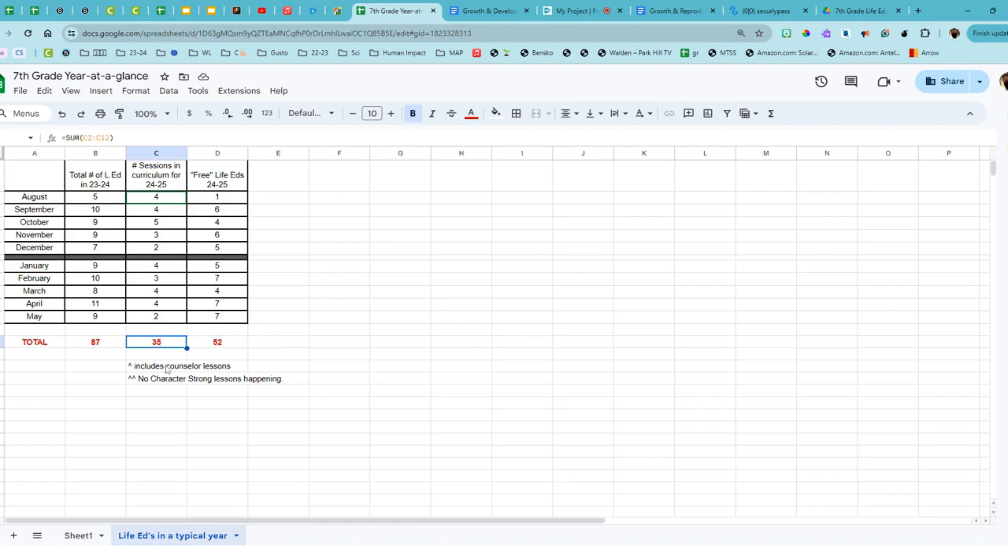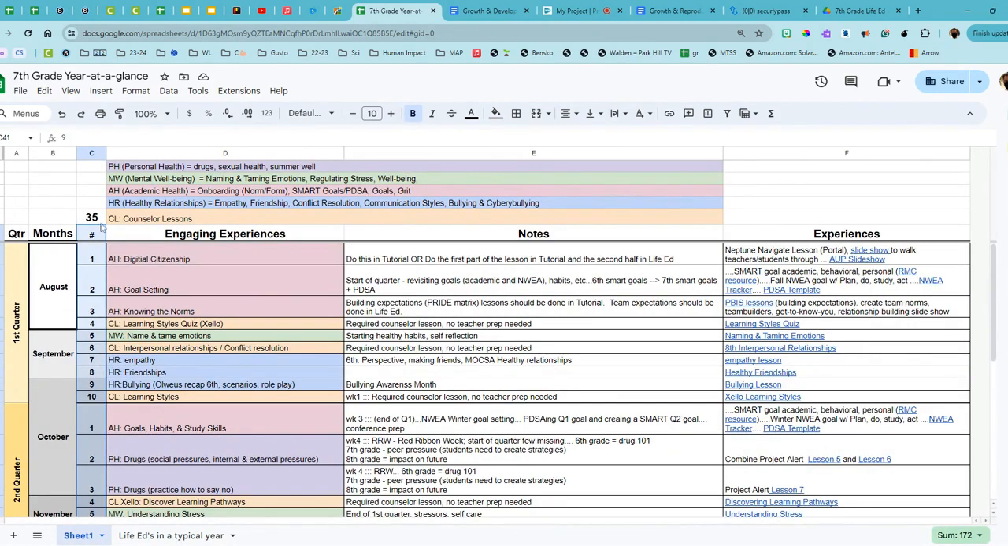And I want to remind you, these 35 do include your counselor lessons, and Character Strong does not happen at an independent time. These lessons are now embedded in bits and pieces in all of these engaging experiences. So I don't think 35 is really all that bad.